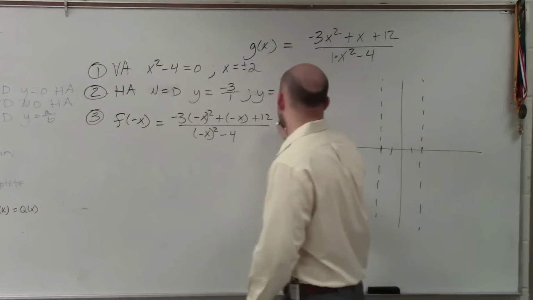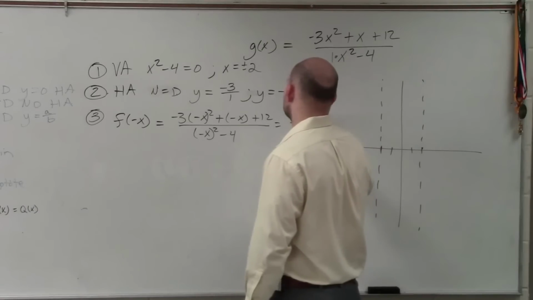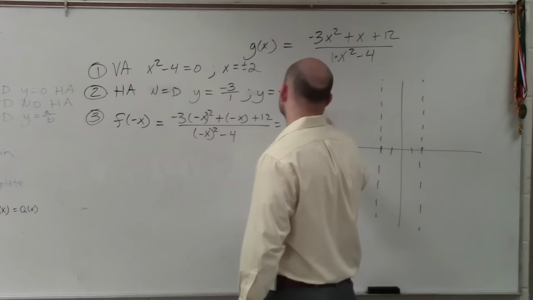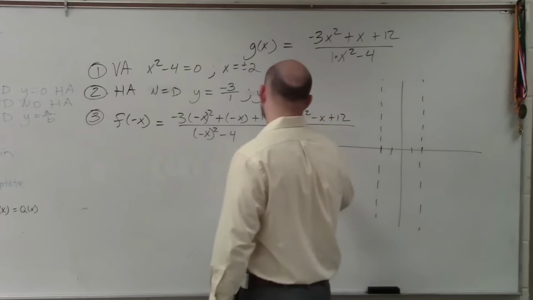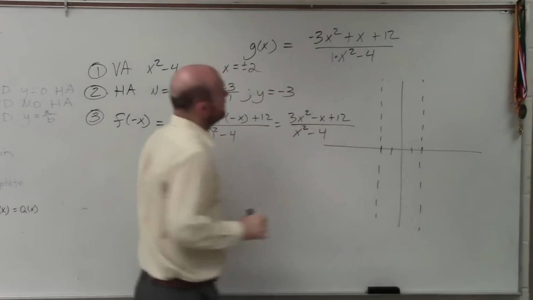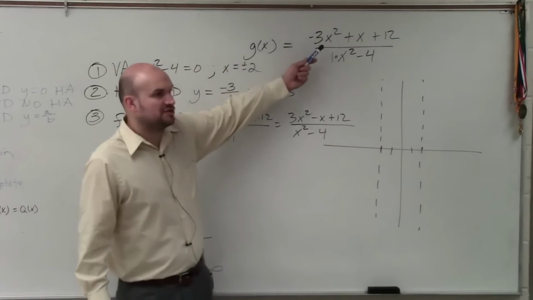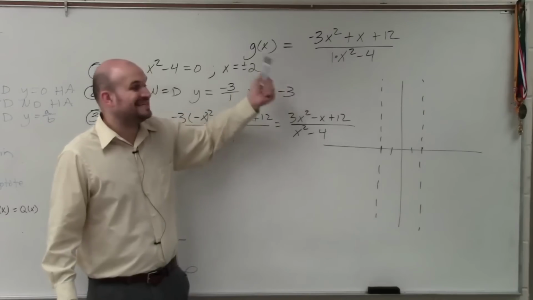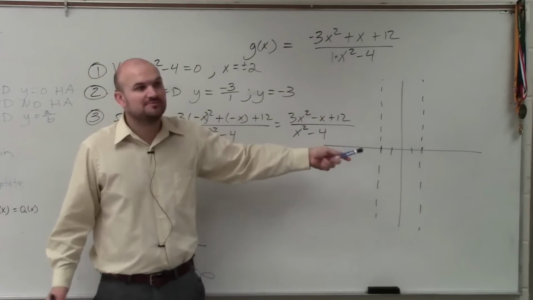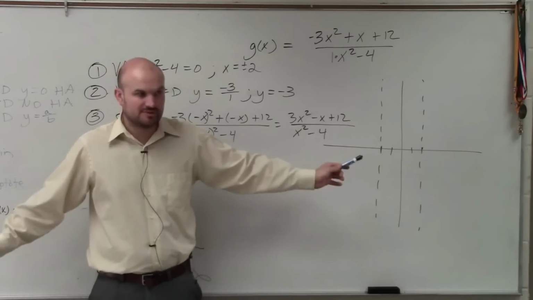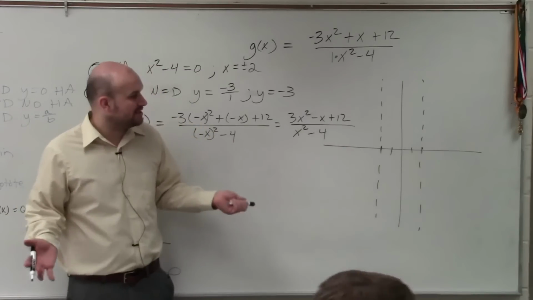What I get out is (3x squared minus x plus 12) over (x squared minus 4). Is that the exact same as my original? No. Is it the exact opposite, meaning every term has the opposite sign? No. So guess what? There's no symmetry. No symmetry at all.